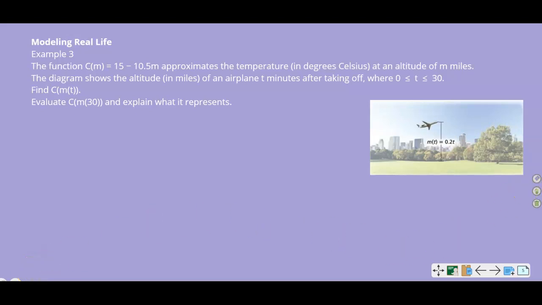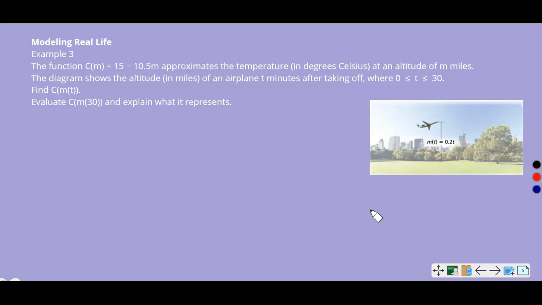Composition of functions, Part 2. Example 3, modeling real life. The function c of m equals 15 minus 10.5m approximates the temperature in degrees Celsius at an altitude of m miles. The diagram shows the altitude in miles of an airplane t minutes after taking off, where t is between 0 and 30. Find c of m of t, evaluate c of m of 30, and explain what it represents.